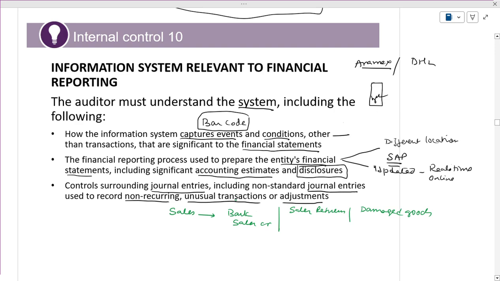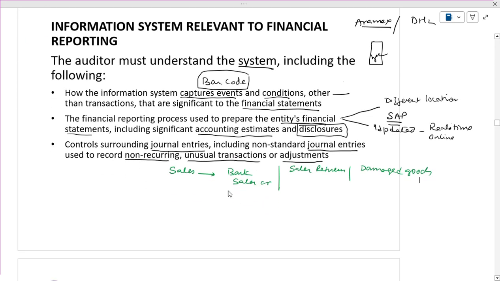You have some damaged goods, some unusual transactions. The normal transactions, okay, but sometimes there will be some unusual transactions, some exchanges. You are making the sales, but there will be sales returns. In the sales returns, what will happen? Keep it in mind. I will come up with this at some other stage.